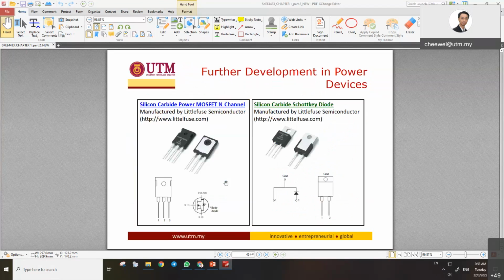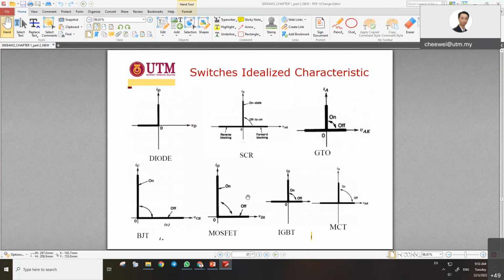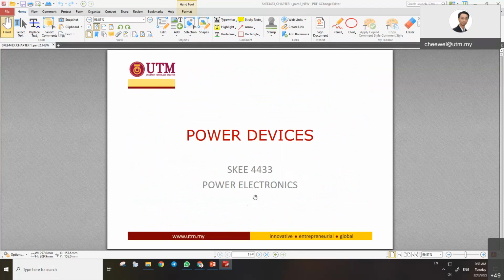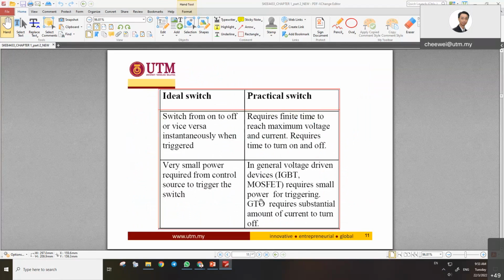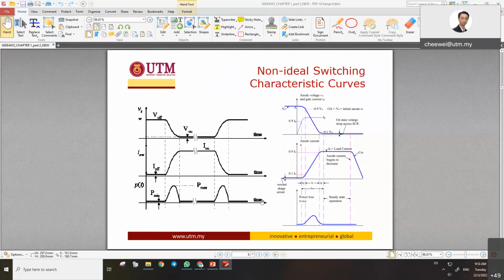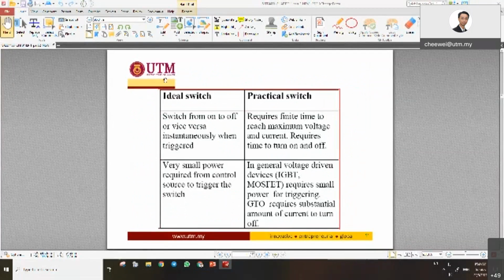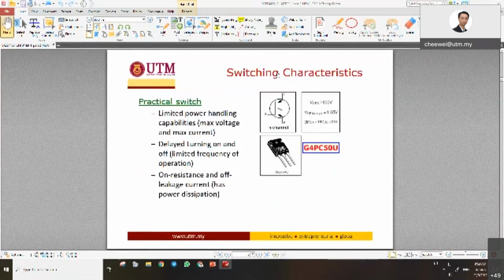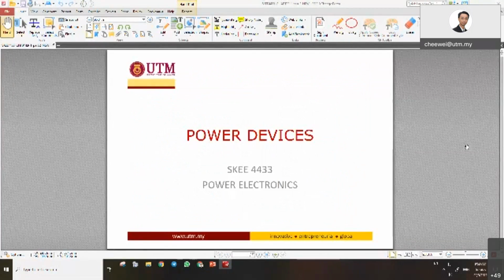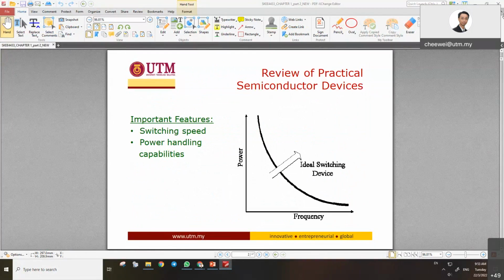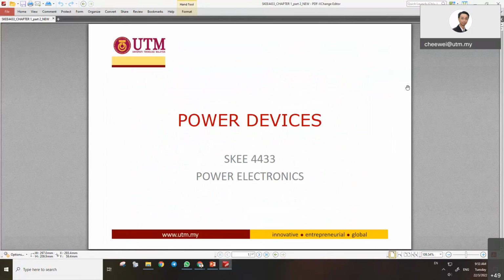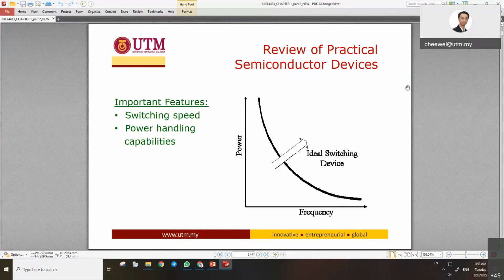Okay, what else? Basically this is what we're going to go through. On this side we're also going to talk about ideal versus practical. What is ideal? What is practical? Not sure, later we're going to talk about it. Okay, let's start with the first slide here. What are the important features in the review of practical semiconductor devices?